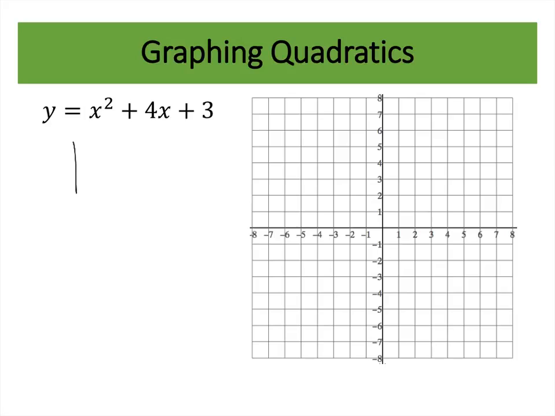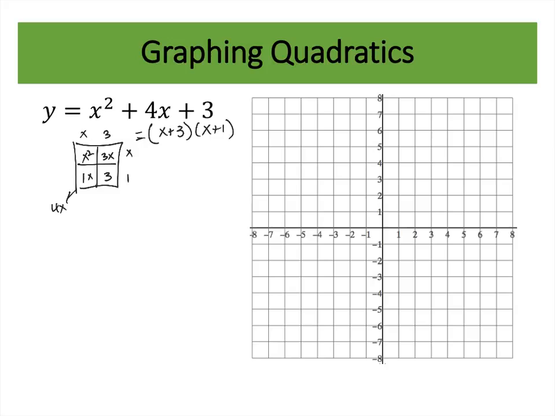Okay, hopefully at this point you have graphed this and tried it on your own, and now you're watching to see how it goes. So 4x, I know that something that multiplies to 3x that adds to 4x is 1x and 3x. So I've got 3x, x, and 1. So my factored form is x plus 3 times x plus 1.